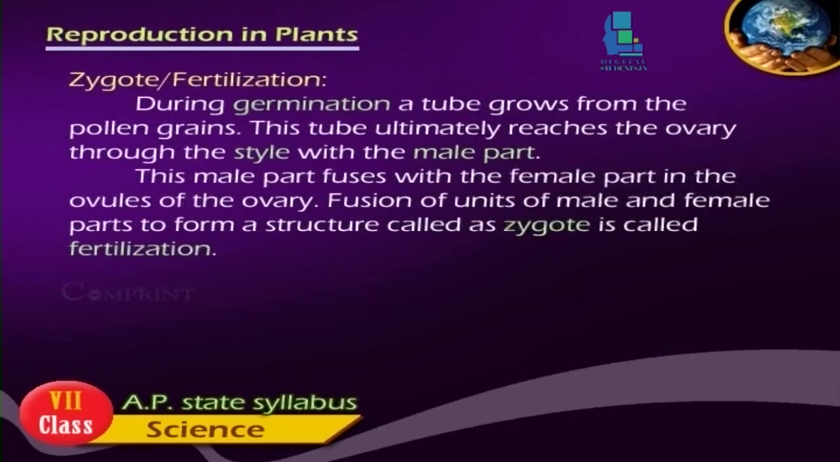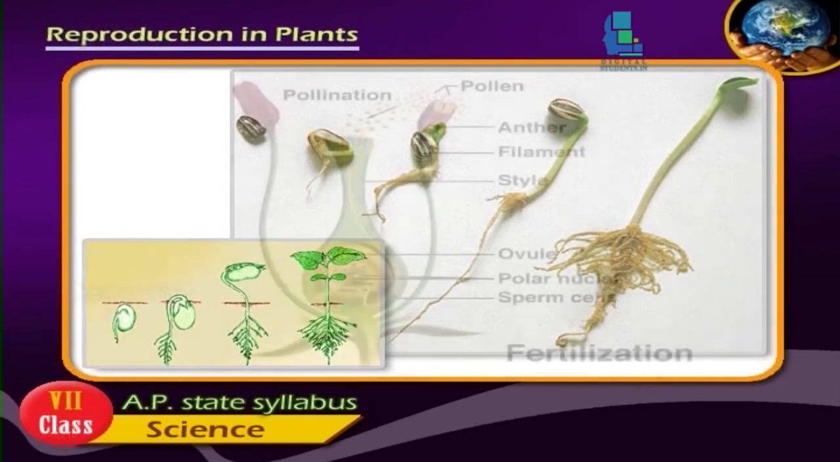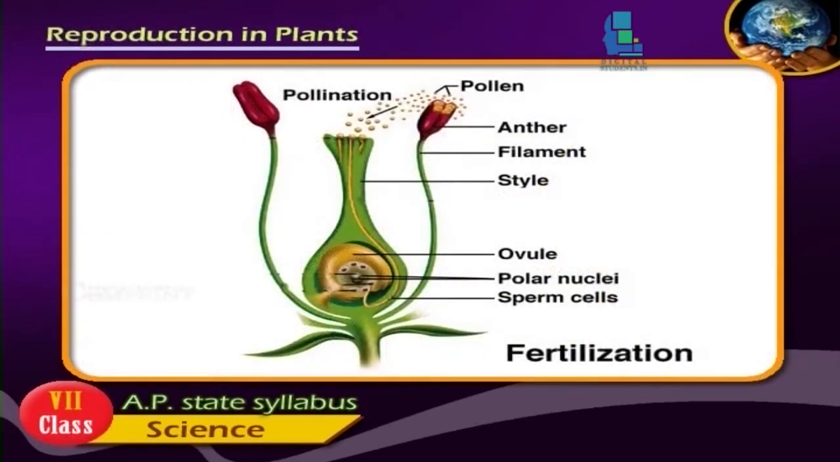Zygote fertilization. During germination, a tube grows from the pollen grain. This tube ultimately reaches the ovary through the style with the male part. This male part fuses with the female part in the ovule of the ovary. Fusion of the male and female parts to form a structure called a zygote is called fertilization.